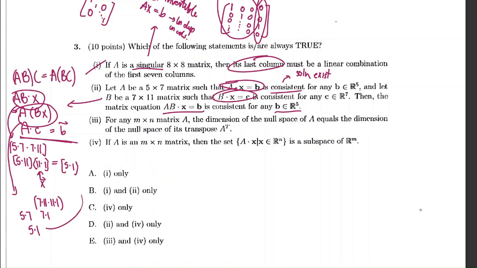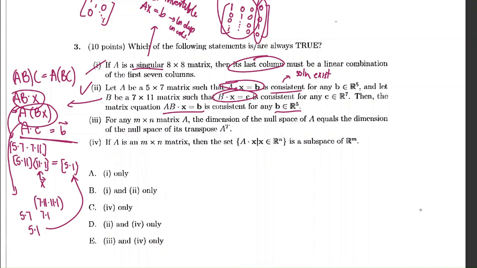And that makes sense, right? This is what B is going to be. So our sanity check works, and so this is a true statement based on the associative property. In part 3, we have: for any m by n matrix A, the dimension of the null space equals the dimension of the null space of its transpose.